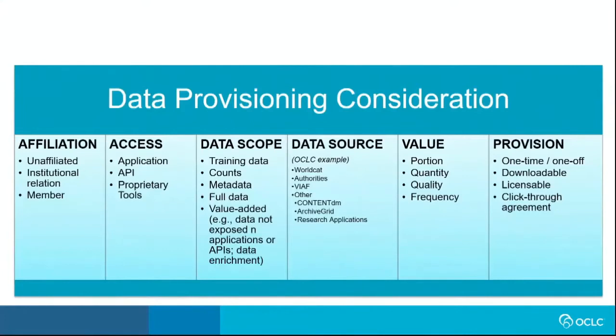What value of data is being given? Is it just a portion of the data? What quantity or quality or frequency with an API might they be after? And finally, what kind of provision? Is it one-time, one-off, downloadable, licensable? Could I make the data available with a simple click-through agreement? If you're considering doing data provisioning to outside parties from your library or organization, I would encourage you to consider these kinds of questions.